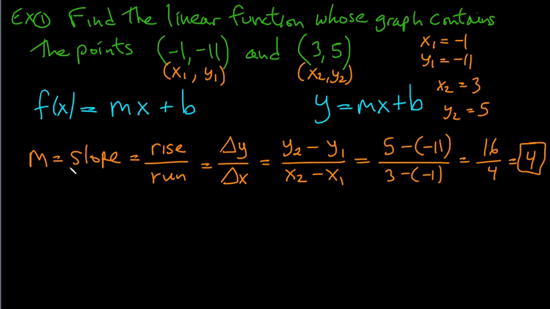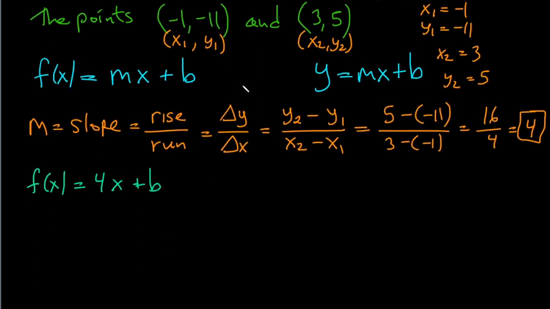Right? So we know m is 4. So that's half the puzzle right there. The function is going to be, instead of mx plus b, it's 4x plus b. So now we just have to find b. Remember, b represents the y-intercept. So 0, b is called the y-intercept. It's where the line crosses the y-axis.